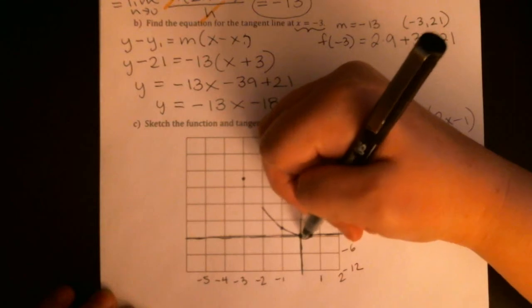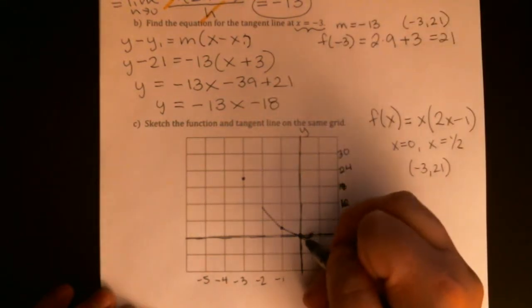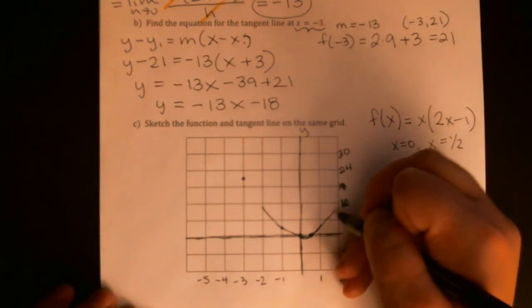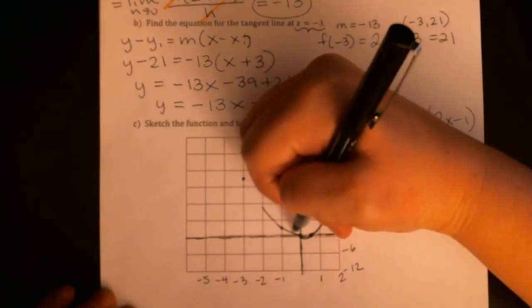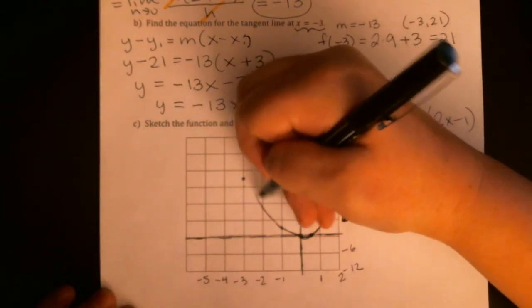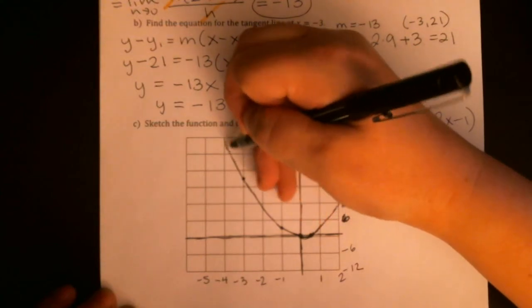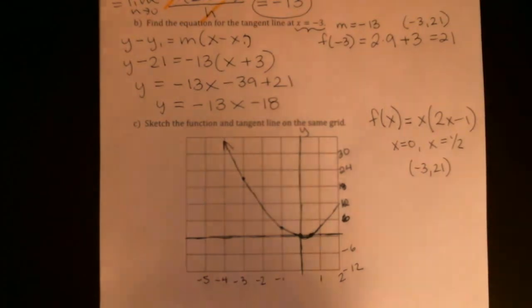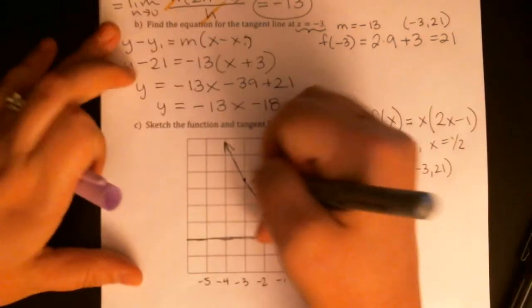So it just sneaks down below there. And then on this side, kind of mirror that. Okay, so there's a graph of my function. And this is the point that I'm really interested in.